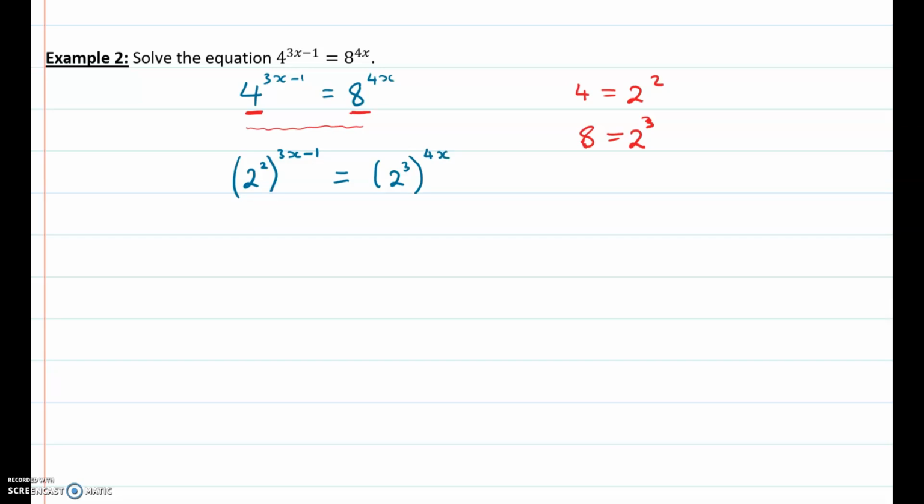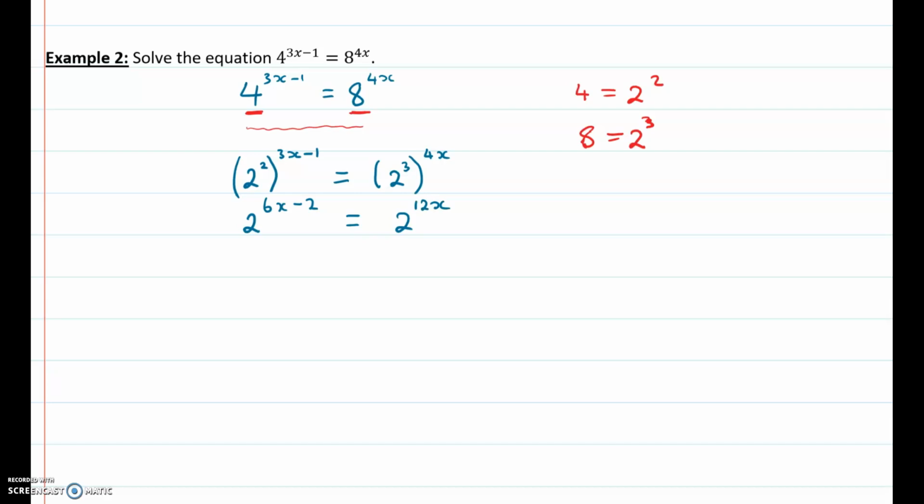Okay, now the rules of exponents say that if we have an inside power and an outside power, we multiply. So it's going to be 2 to the power of 2 times 3x minus 1. Now 2 times 3x is 6x. 2 times minus 1 is minus 2. Equals, on this side we have 2, the inside power is 3, the outside power is 4x. So multiply the powers, 3 by 4x is 12x.